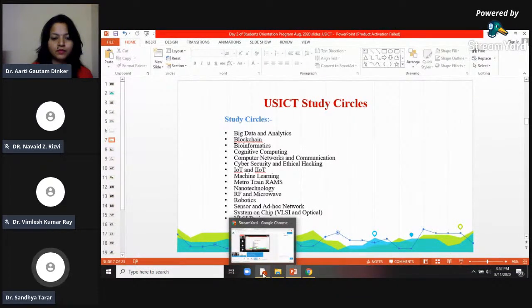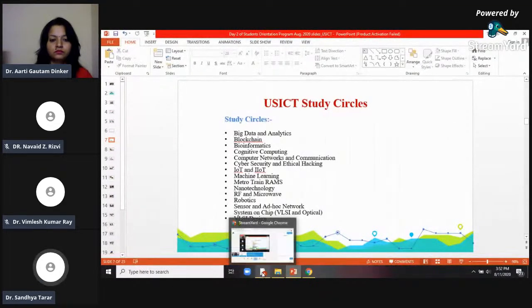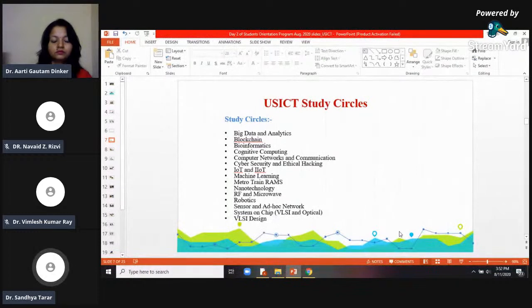So students, we have different study circles over here, and I think you just know the names of these study circles. The basic objective of these study circles is to provide some intellectual exposure to our students. So what we do, we plan some activities under each study circle, whether it's big data, blockchain, bioinformatics, cognitive computing, computer networks and communication, Internet of Things, Internet of Everything, cyber security and forensics, metro train, RAMS. We have this MOU with the Delhi Metro Rail Corporation also, so we have experts from that place also.